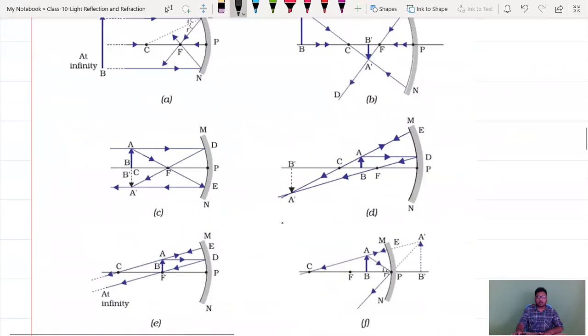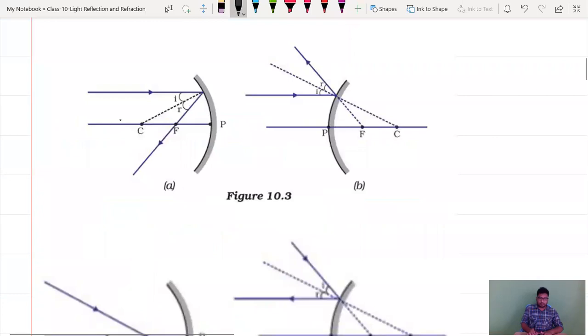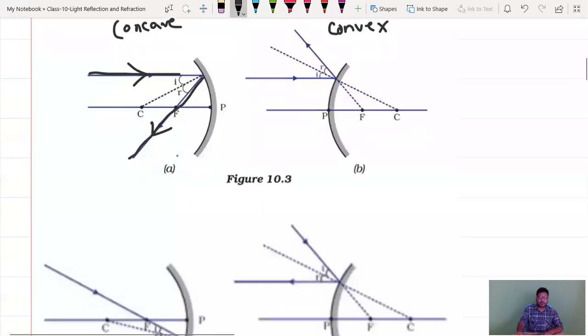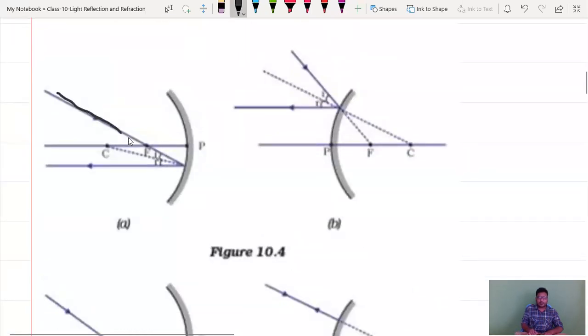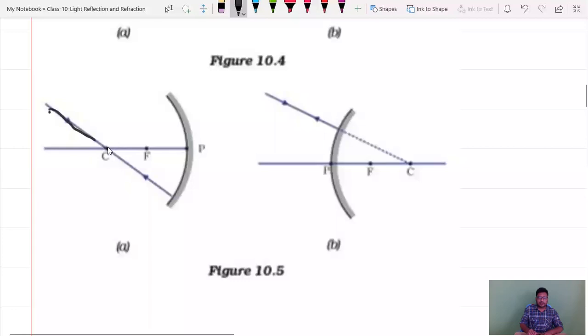Here you can see those 4 rules which I have mentioned. First one, guys, this is a concave mirror. In the next video we will learn about convex. So the incident ray passing parallel to the principal axis, the reflected ray will pass through focus. Number 2, if an incident ray is passing through focus, the reflected ray will pass parallel to the principal axis. Third, if an incident ray is passing through C, the reflected ray also will pass through C.